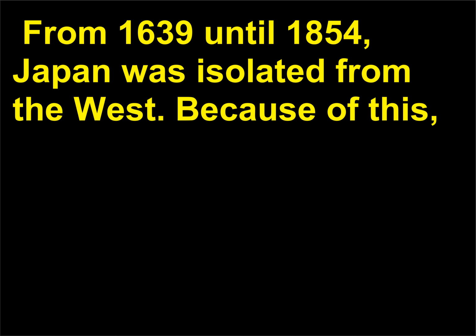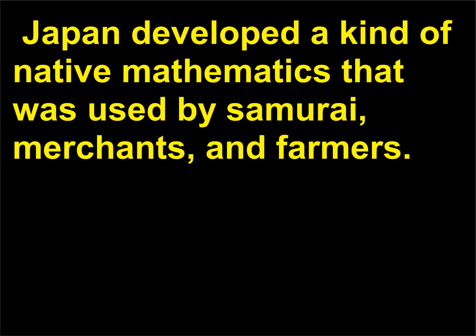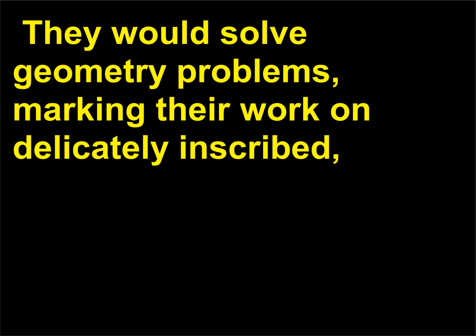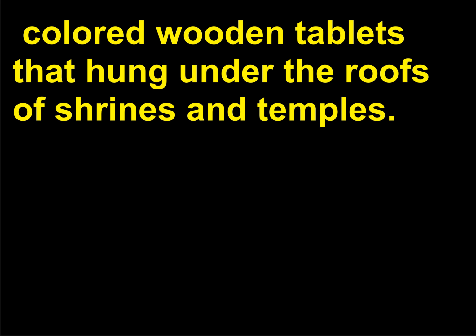From 1639 until 1854, Japan was isolated from the West. Because of this, Japan developed a kind of native mathematics that was used by samurai, merchants, and farmers. They would solve geometry problems, marking their work on delicately inscribed, colored wooden tablets that hung under the roofs of shrines and temples.